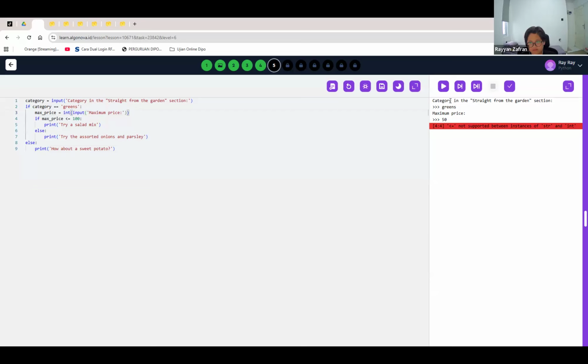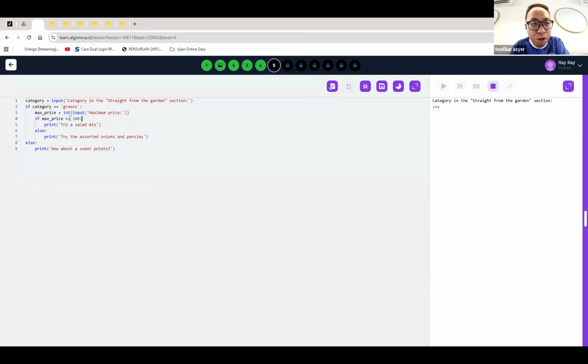Yep. And then if max price, I think it should be bigger than or equal, right? Not less than or equal, or you have to stop the program. Okay, bigger than or equal, and then print. Okay, good. Else print. Yep, everything is good. Can you do it?